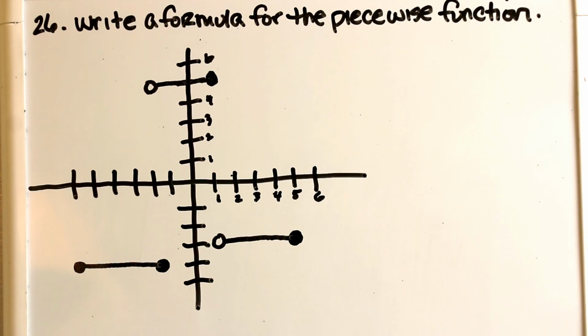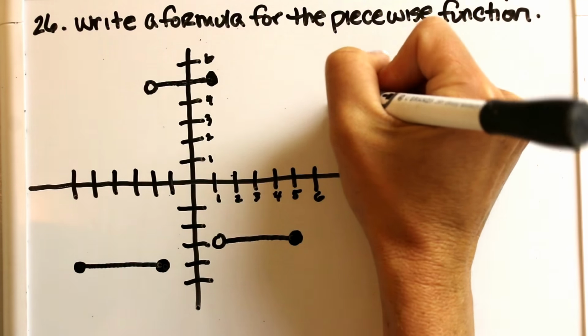In number 26, we're asked to write a formula for the given piecewise function. Here, the graph is given, and you can see in our case, we have 1, 2, 3 pieces. So we are going to need 3 functions.